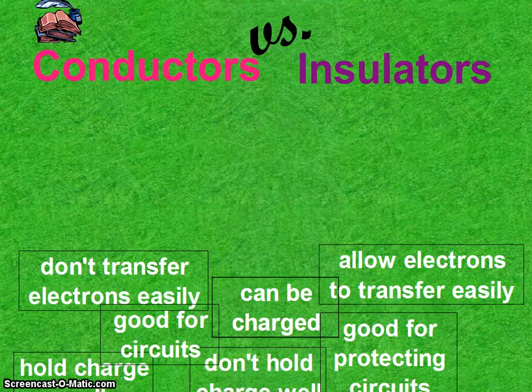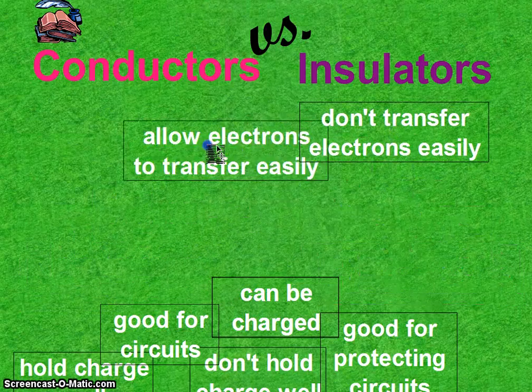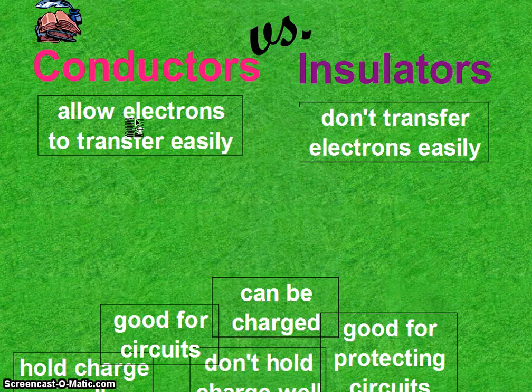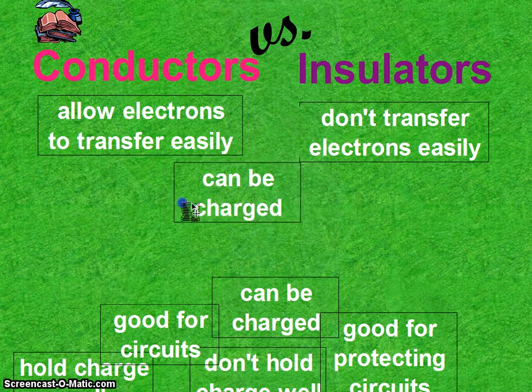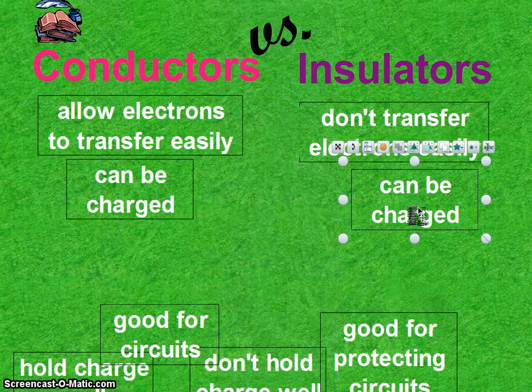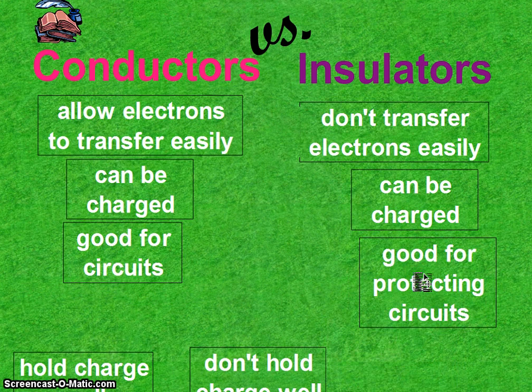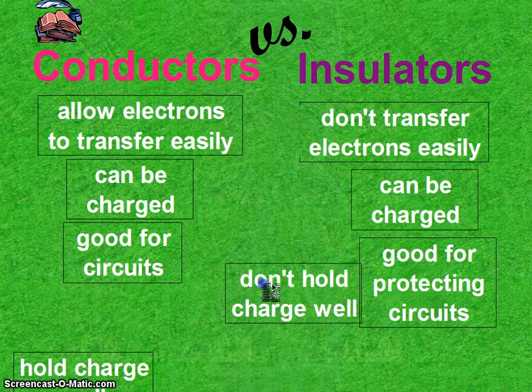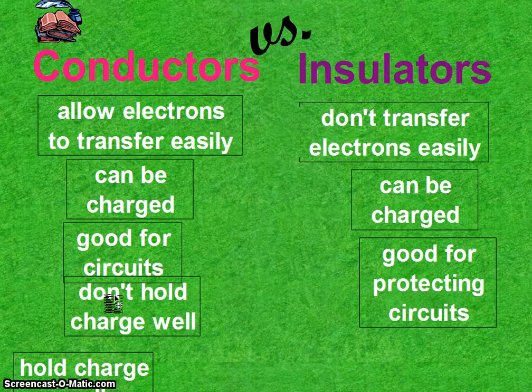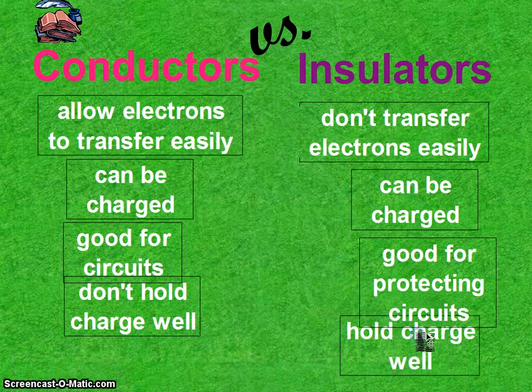Okay, when we're dealing with static electricity, and actually with current electricity too, things can be considered either conductors or insulators. If you are an insulator, that means you do not transfer electrons very easily. If you're a conductor, it means you do. They can both be charged. So there's two of them. Conductors are good for circuits. Insulators are good for protecting circuits from other things and from themselves. Conductors don't hold charge very well because if they touch something, it just conducts it away. Whereas insulators hold charge much better because once you put it on there, it doesn't just go to the other side and leave out the bottom or whatever. It just kind of stays around.